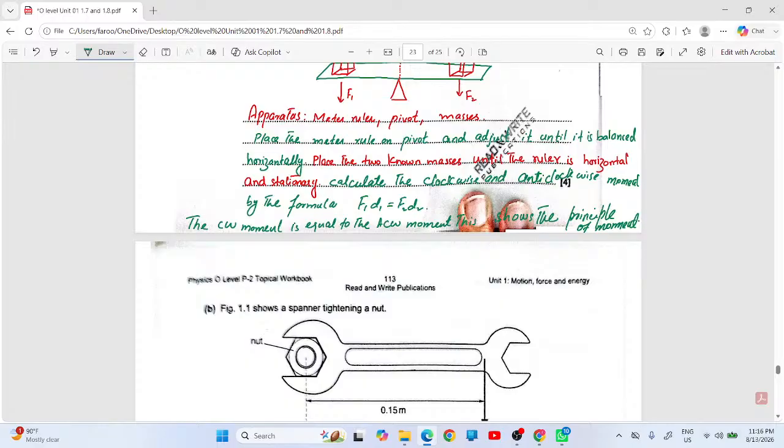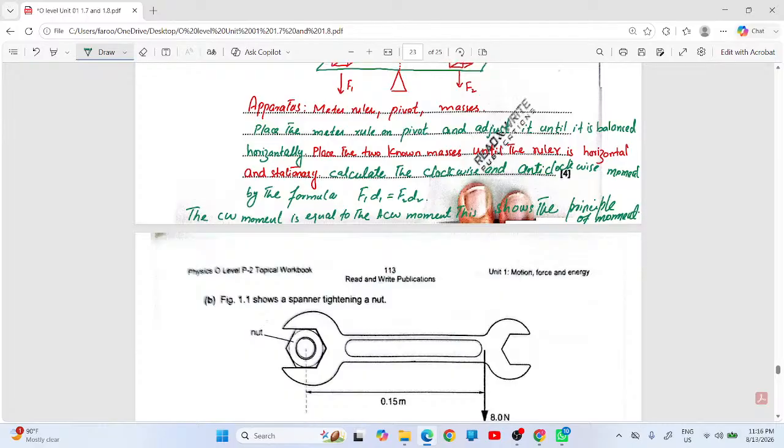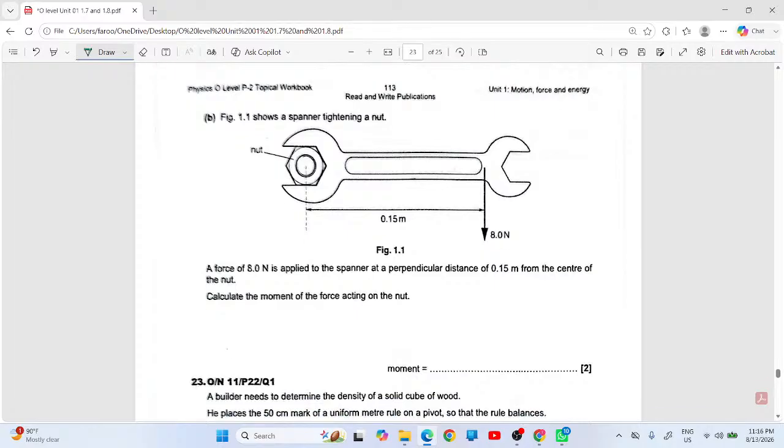That is lengthy. Next, read part B, Abdullah. A figure shows a force of 8 newtons applied to the spanner at a perpendicular distance of 0.15 meter from the center of the nut. Calculate the moment of the force acting on the nut. Moment equals F times d, force 8 times 0.15, which is 1.2 newton meter.